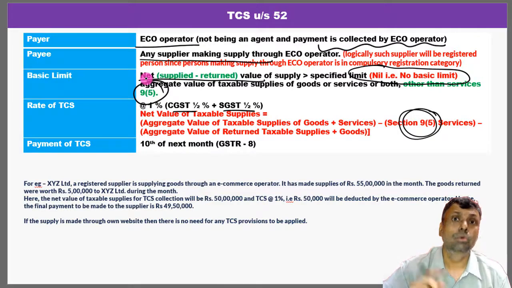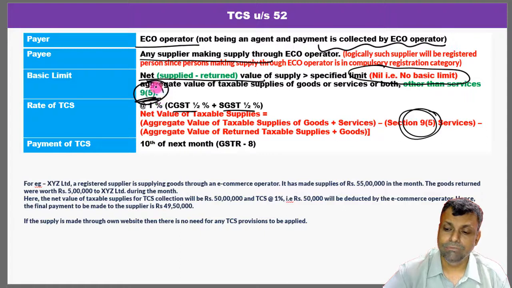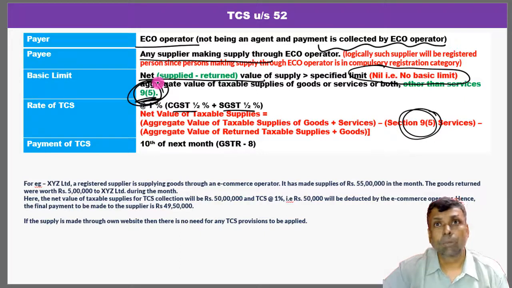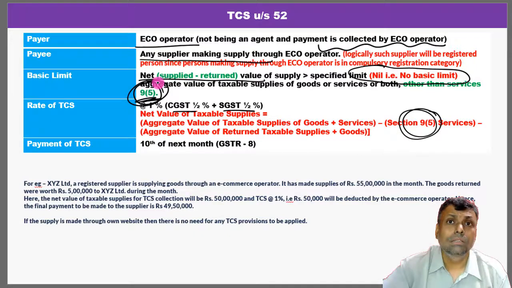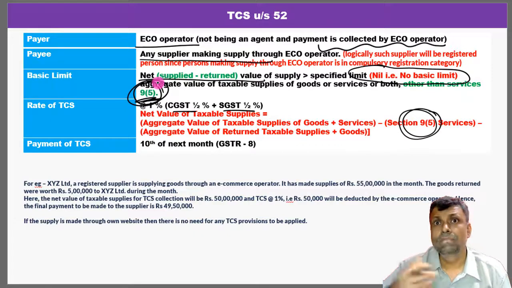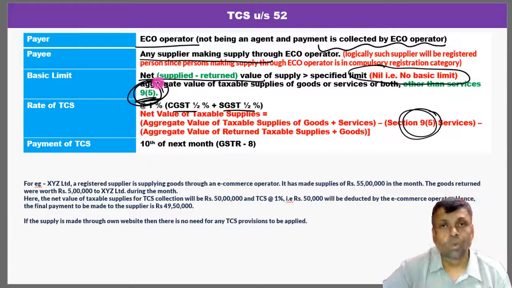The reason being that for those services which are covered by section 9(5), the e-commerce operator is chargeable to pay tax as if it is the supplier. Since it is as if you are the supplier for services covered by section 9(5), there is no question of you collecting tax on your own services. In other words, there is a special deeming fiction created by the law under section 9(5), and therefore the cases covered by section 9(5) are to be excluded.